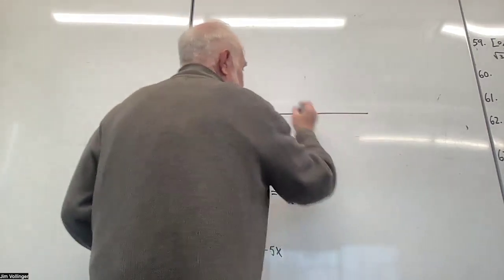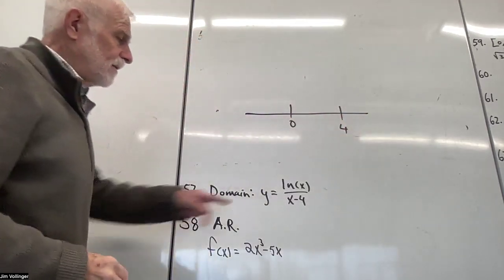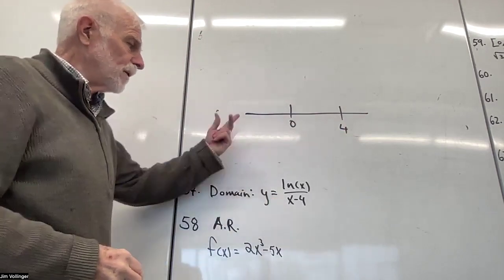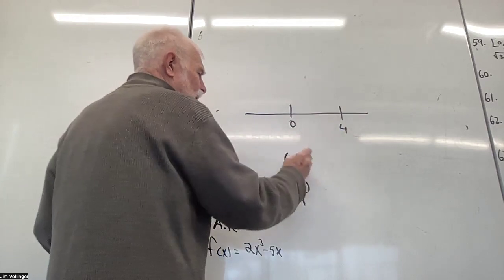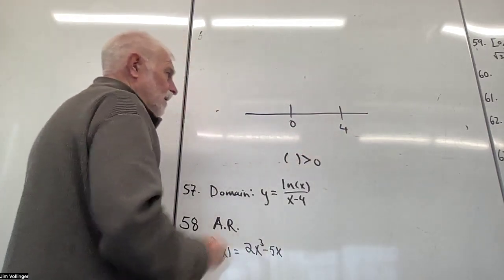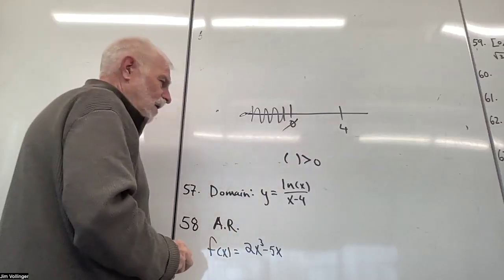Domain. Critical numbers are 0 and 4. Those are the only critical numbers in this problem. We're not dividing by 0 unless we put a 4 in. And what is the domain of a logarithm? The parentheses has to be bigger than 0. So that cancels out all these numbers right off the bat, and that one as well.